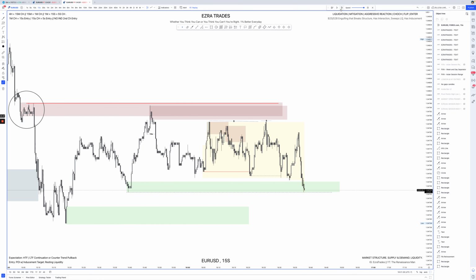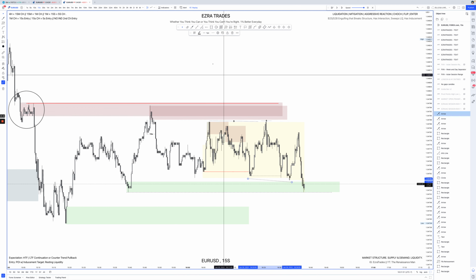Okay. All right. So we've come into this demand. At the current moment, we have inducement for this POI as well. So let's see. We have a change of character to the upside here on the 15-second time frame. It looks like we made equal highs with the extreme, so maybe not so much, but change of character on the lower time frame on the seconds. So this is developing inducement of liquidity for that extreme.